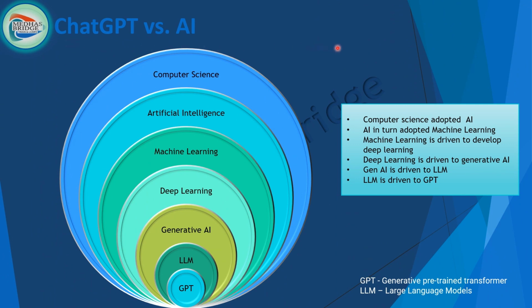ChatGPT and its relationship with AI. Computer science adopted AI. AI in turn adopted machine learning. Machine learning drove the development of deep learning. Deep learning drove generative AI. Gen AI drove LLM. LLM drove GPT. GPT means generative pre-trained transformer. LLM means large language models.